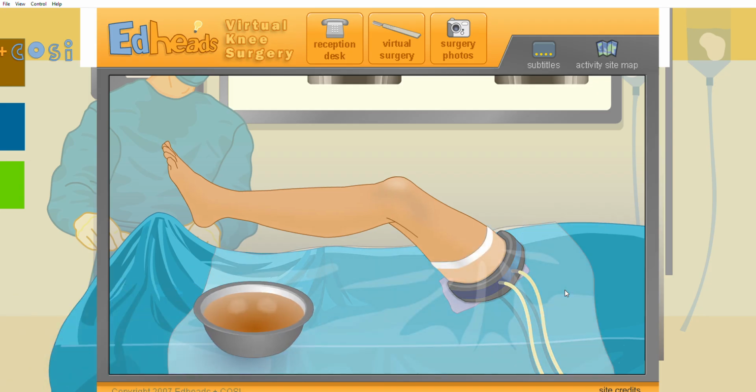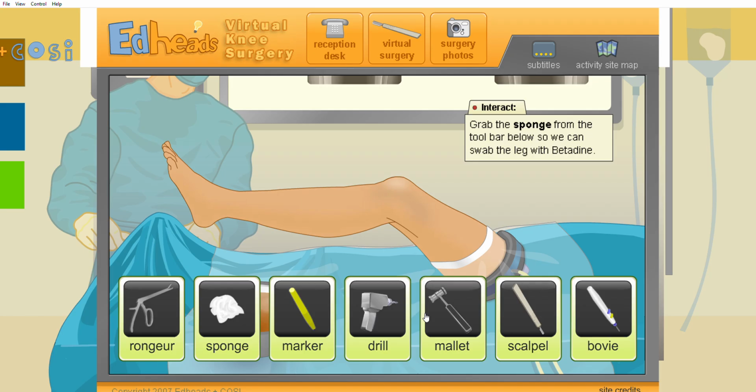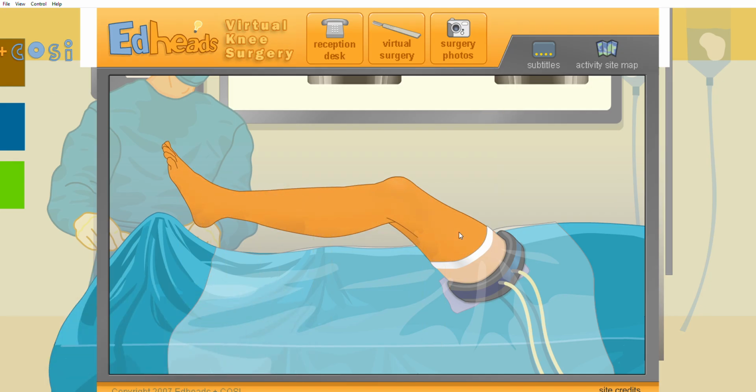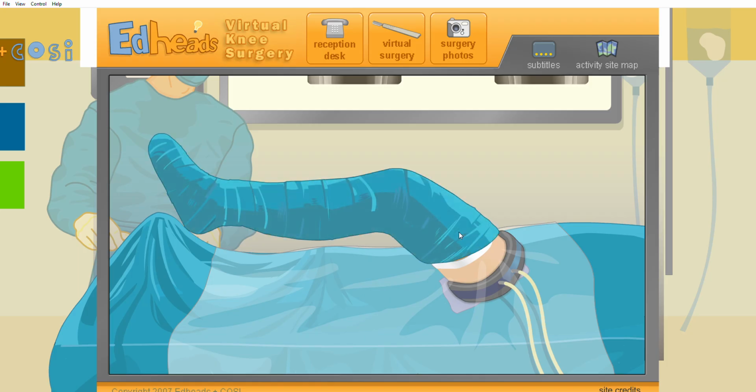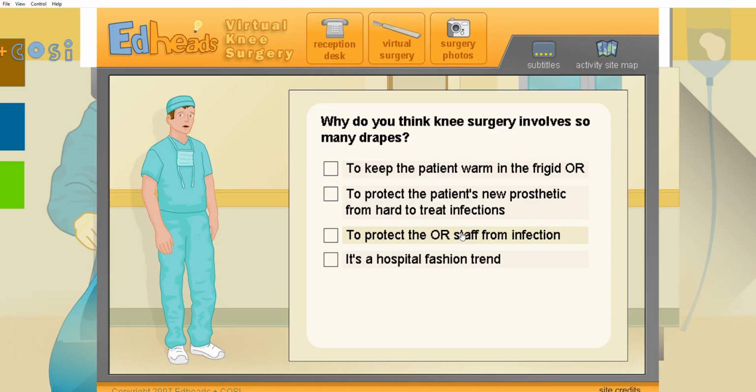To kill the bacteria on the patient's leg, clean it in a betadine solution. This scrubbing process will limit the chance of bacterial infection. Betadine scrub is applied 2 more times, followed by the final arrangement of sterile drapes. Why do you think knee surgery involves so many drapes? Good work.